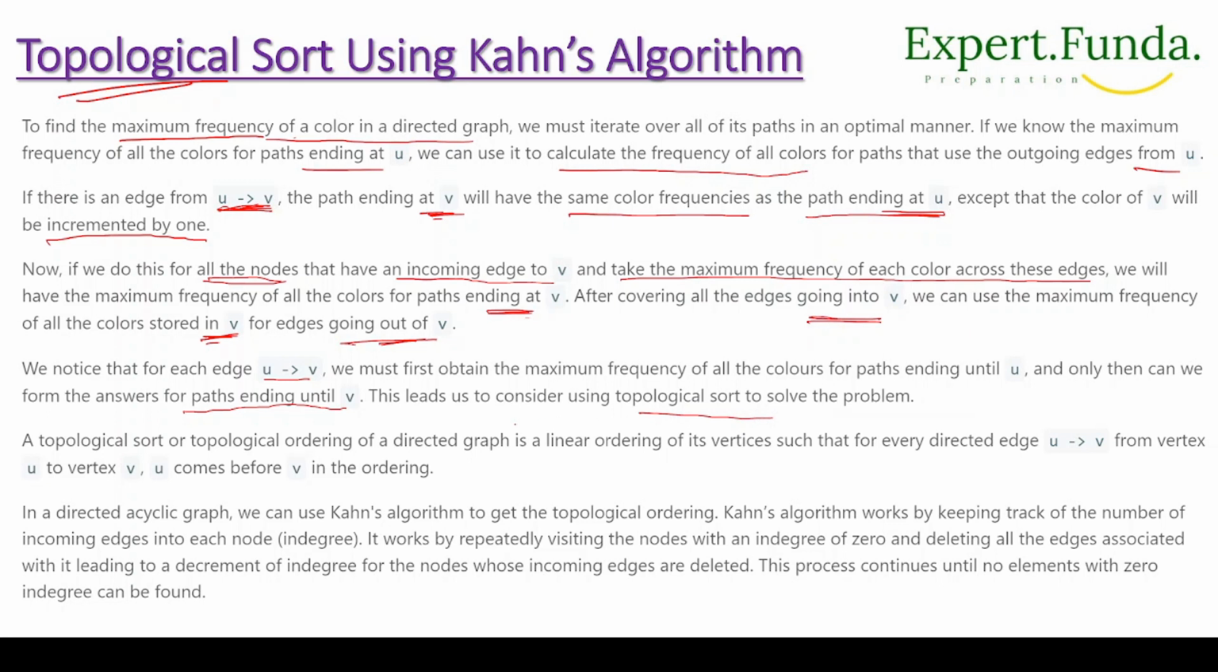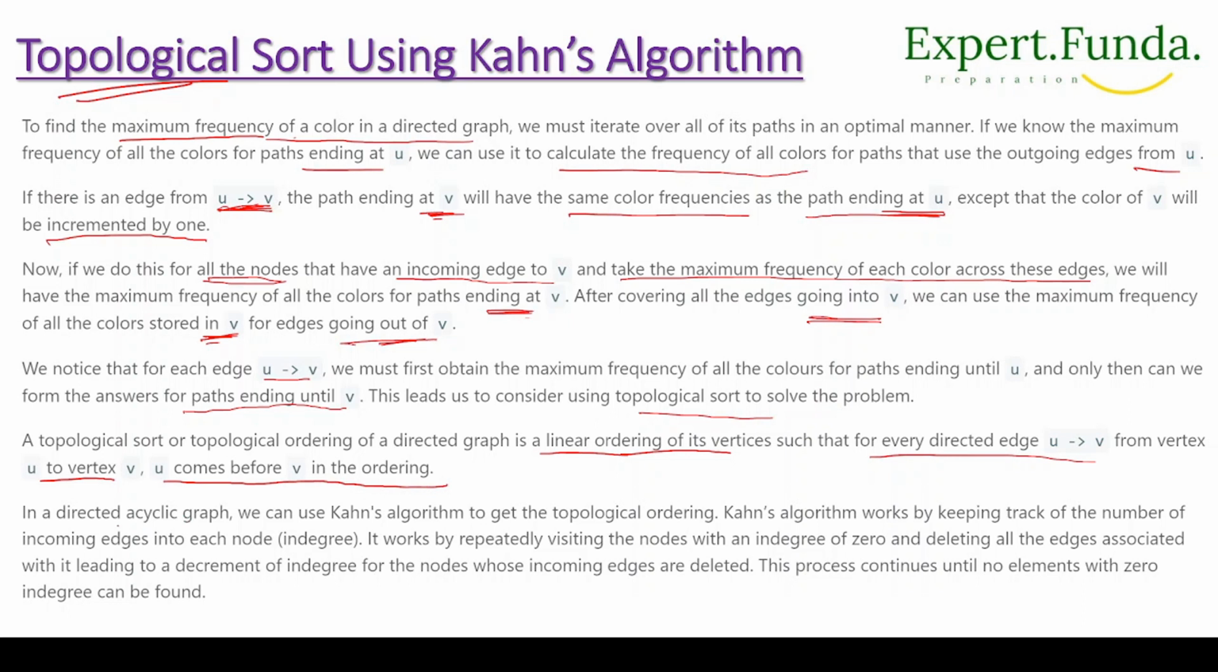Topological sort, or topological ordering, of a directed graph is a linear ordering of its vertices such that for every directed edge from vertex u to vertex v, u comes before v in the ordering.